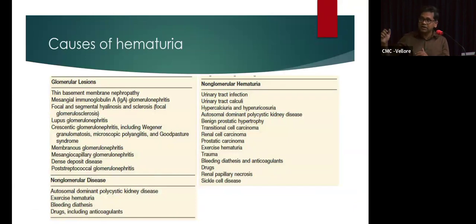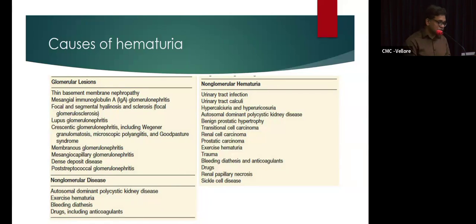Non-glomerular, on your right side, is mostly urological causes. In the glomerular causes, we know IgA nephropathy is the most common cause of hematuria, followed by thin basement membrane nephropathy, focal segmental glomerulosclerosis, lupus nephritis, proliferative GNs including crescentic GN, and infection-related GNs. Even in membranous nephropathy and mesangiocapillary nephropathy, hematuria can be seen. In non-glomerular causes, there are ADPKD, exercise hematuria, bleeding diathesis, and drugs including anticoagulants.